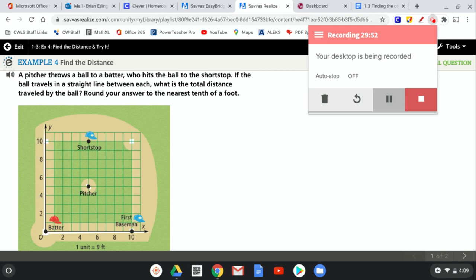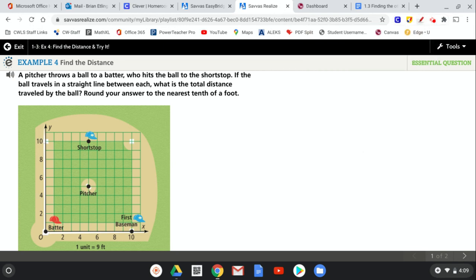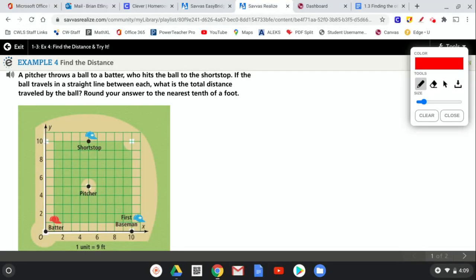All right, so the pitcher throws the ball to the batter, and then so you just want to read through this. It says a pitcher throws a ball to a batter who hits the ball to the shortstop. If the ball travels in a straight line between each, what is the total distance traveled by the ball? Okay, so all it's saying is just the pitcher throws the ball to the batter. All right, there are two coordinates on there, and he hits it to the shortstop. We don't know what happens with it after that.